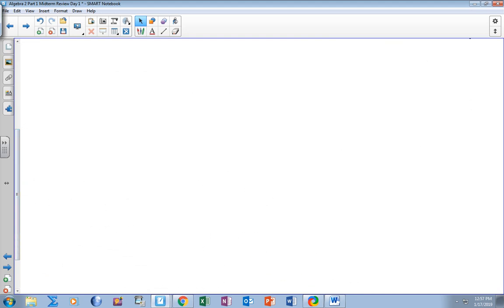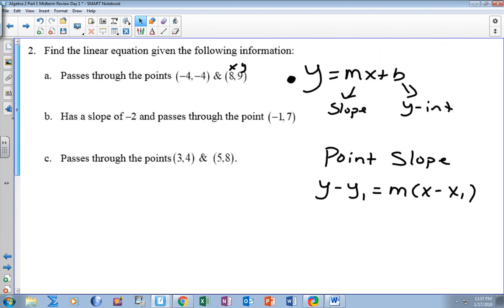All right, for this next one, I'm going to use point slope in order to solve it. I told you guys I'd show you both ways. So for B, I'm going to use the point slope equation. They told me my slope was -2, and this is a point, so I'm going to use this as my x and my y value. I'm going to plug that into the point slope formula.